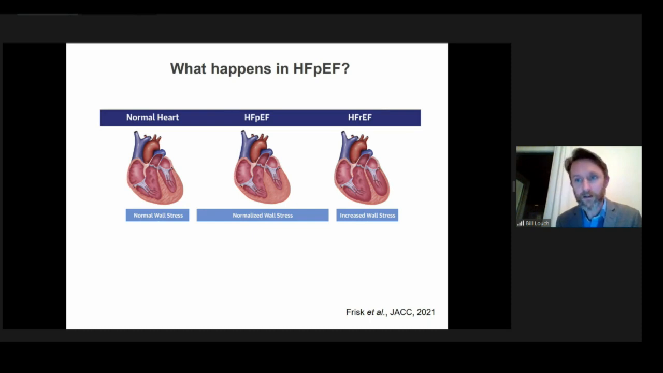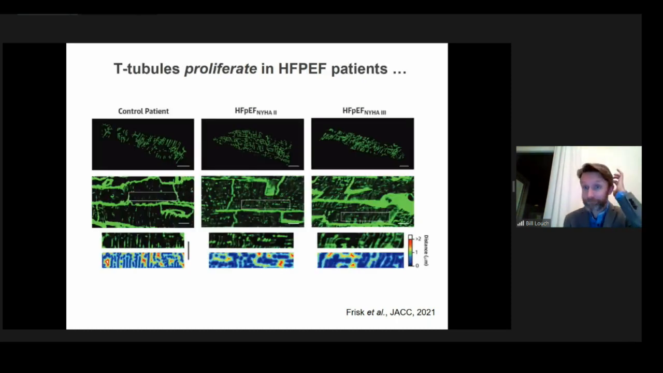So you might think then the situation with the T-tubules should be very different, and that's in fact what we've seen. This is from Miko Frisk's article published earlier this year. We looked at patients, control patients, and those with HFpEF who were undergoing open heart surgery. We stained the T-tubules. Lots of T-tubules present in the healthy individuals, of course, but actually more T-tubules in the HFpEF patients, completely opposite to the situation in HFrEF.